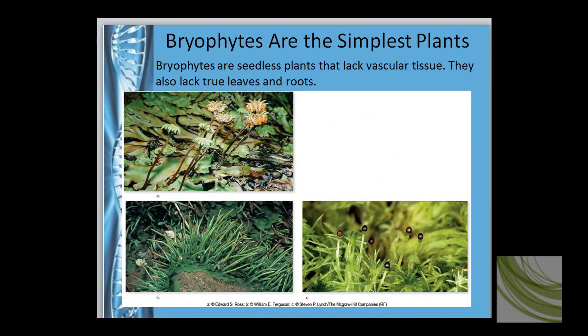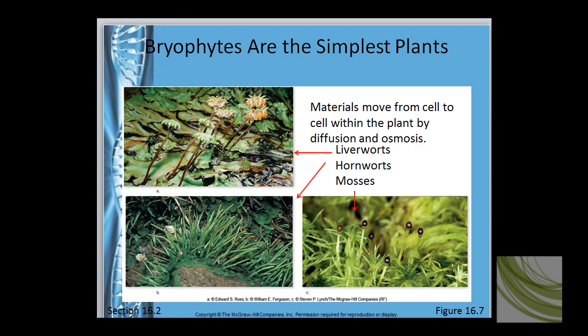Let's talk about some of the more primitive bryophytes. This is kind of a rehash of what we've done in lab, so we're going to go over it pretty quickly. Bryophytes are seedless. They don't have vascular tissue. And because they don't have vascular tissue, they can't get very tall because it's not very efficient to fight gravity and move water to the top of a tall plant. Basically, the materials move from cell to cell within the plant by diffusion and osmosis. Osmosis, remember, is just the diffusion of water.